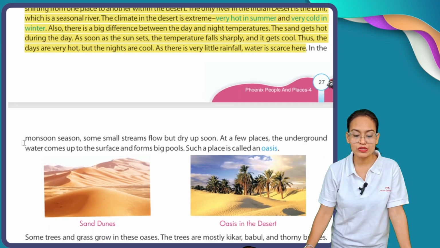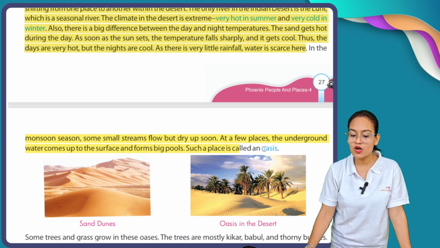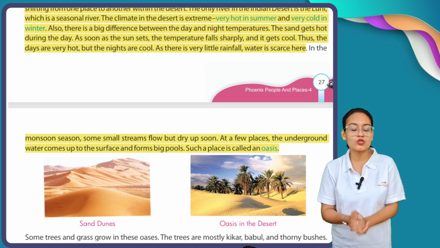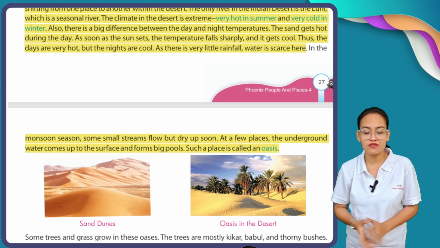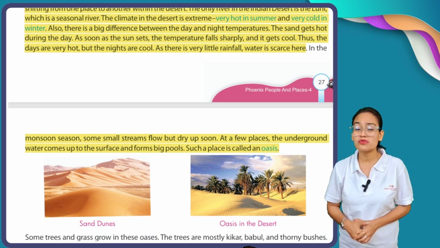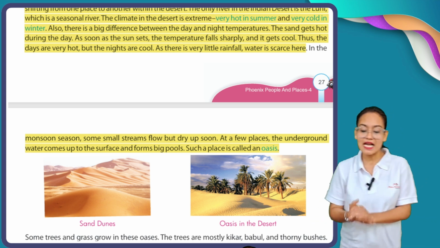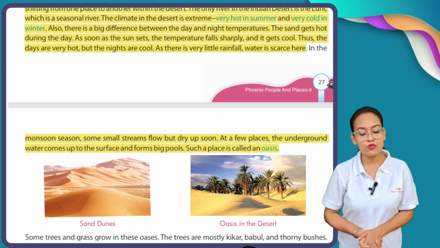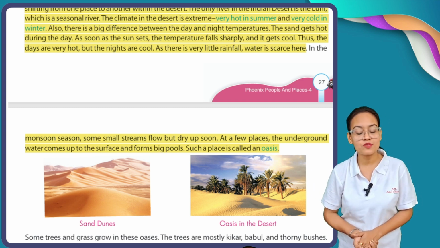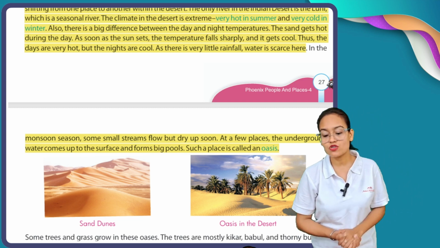In the monsoon, some small streams flow but dry up soon. Okay? In the monsoon season, some small streams of rivers flow. But you know what? Due to the hot weather, they dry up soon. At some places, the underground water comes up to the surface and forms big pools. Such a place is called an oasis.